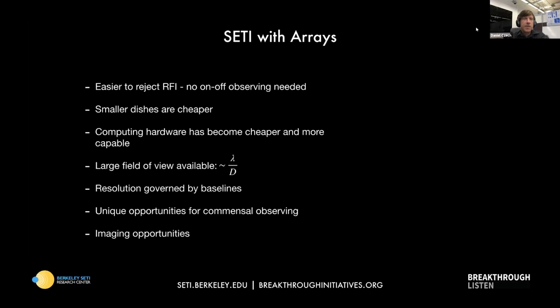You also get, to some extent, your cake and are able to eat it. You have a large field of view, and you can get high sensitivity. The size of the dishes allows a large field of view, and the fact that you've got many of them means you have a lot of collecting area. Your resolution is governed by baselines, that means the distance between dishes. So with a large distance between dishes, you can get high resolution. And all of this presents unique opportunities for commensal observing, which I'll speak about next.